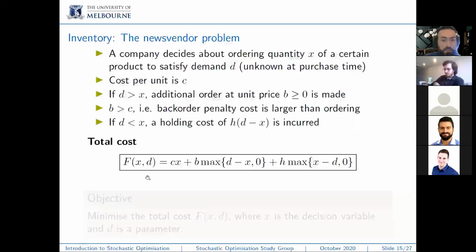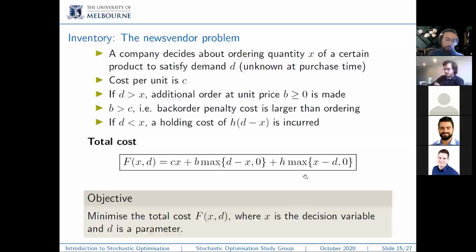So it's a cost function that depends on the variable X, the units you're buying, and on the unknown demand as well. So this is the total price that you pay for the items you order, and then these are the two cases. You either get a demand that's greater than X, and therefore you incur this cost, or you have a demand that is smaller than X, and then you incur a holding cost. So the objective here is to minimize this total cost. X is the decision variable and D is a parameter.